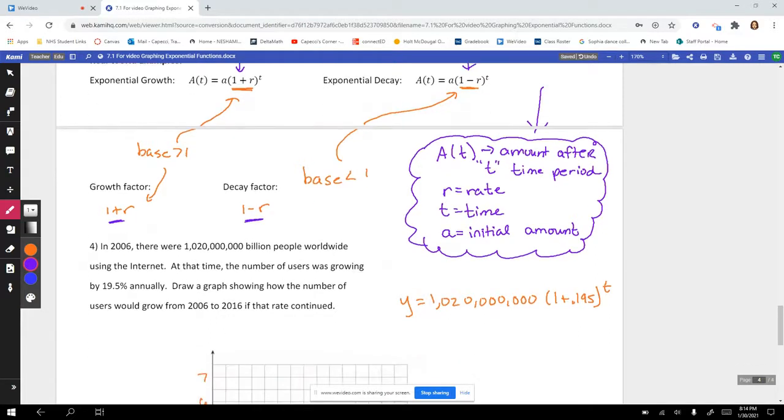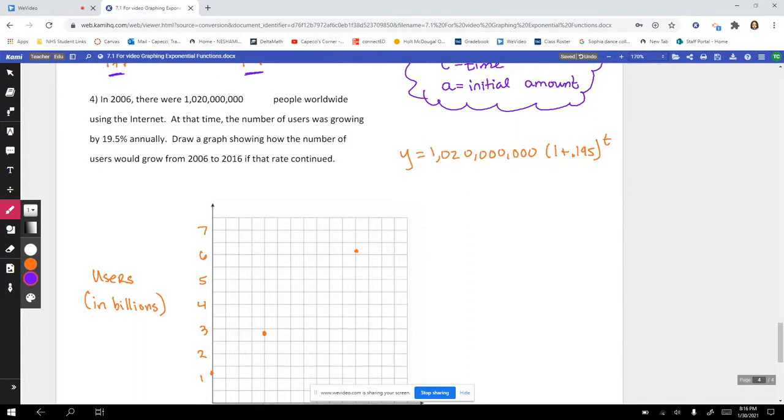Okay, so let's take a look. In 2006, there were 1,020,000,000 people worldwide using the internet. At that time, the number of users was growing by 19.5% annually. Draw a graph showing how the number of users would grow from 2006 to 2016 if that rate continued.